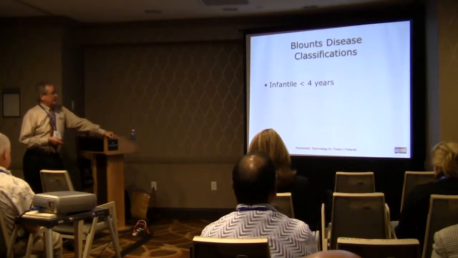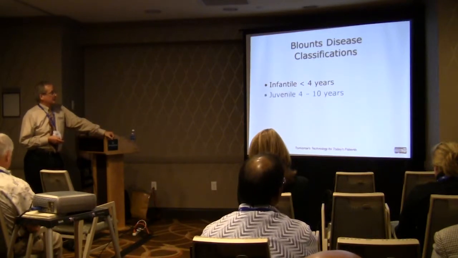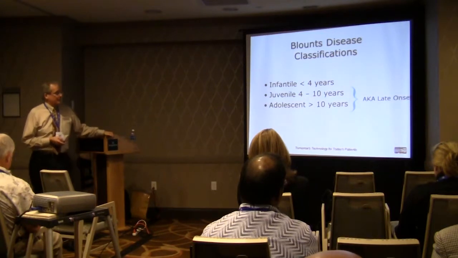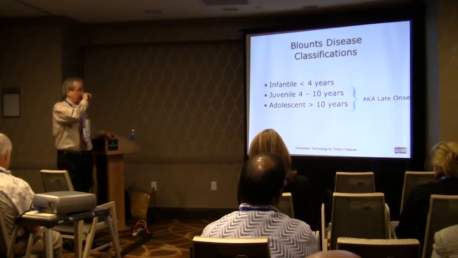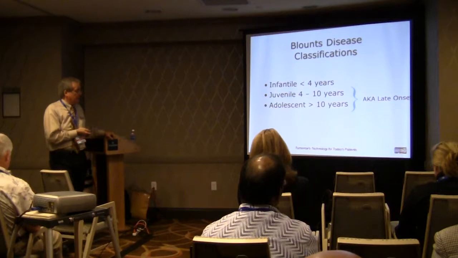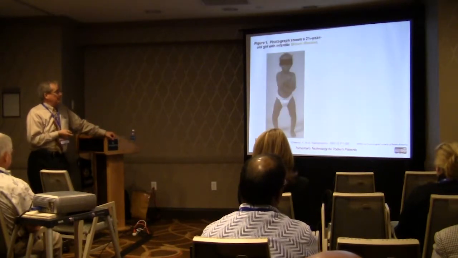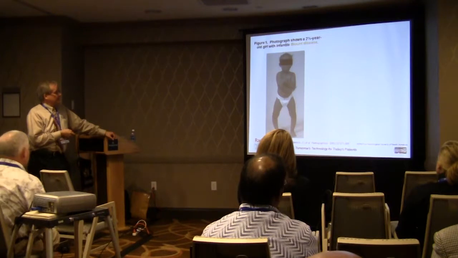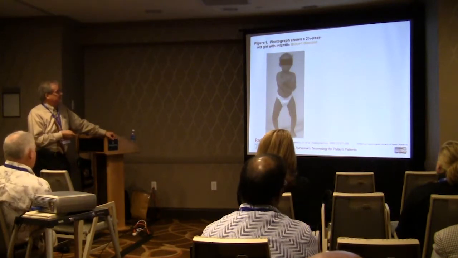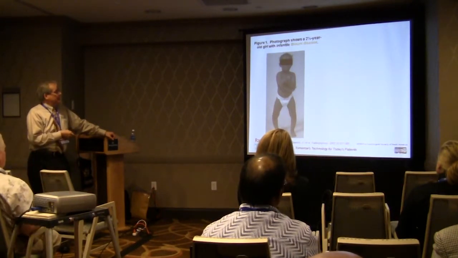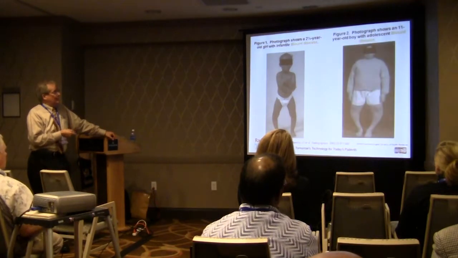There are 3 classifications: infantile, which is less than 4 years of age; juvenile, 4 to 10 years of age; adolescent, which is greater than 10 years. Juvenile and adolescent are also known as late onset Blount's disease. It's actually a little bit more prevalent today because of the obesity anomaly going on. This is a Blount's patient from just a clinical evaluation, 2.5-year-old. And then this is your adolescent Blount's, an 11-year-old boy.